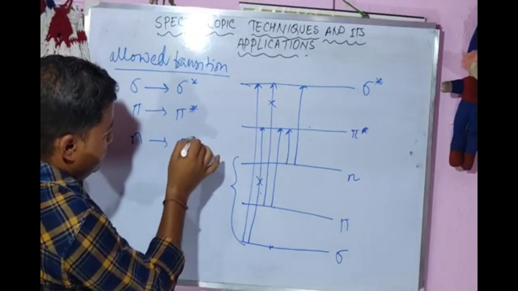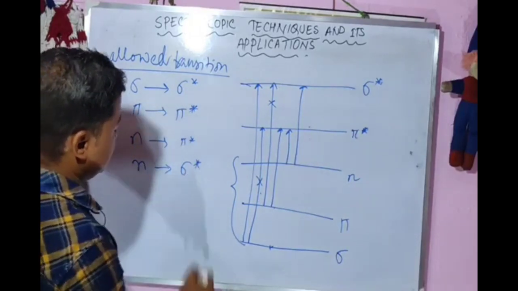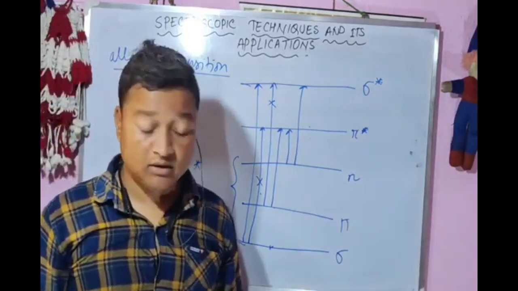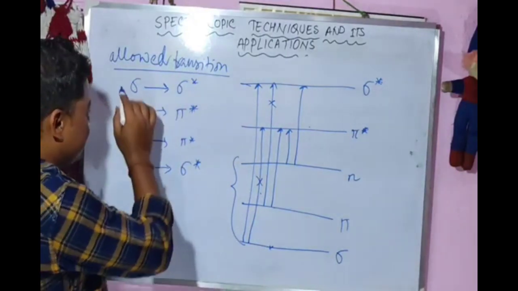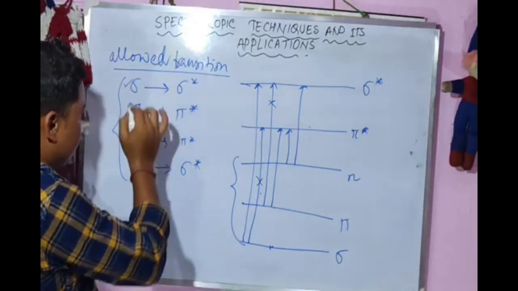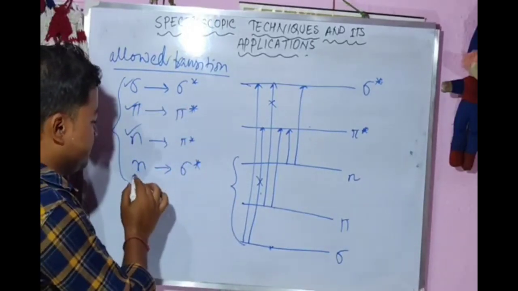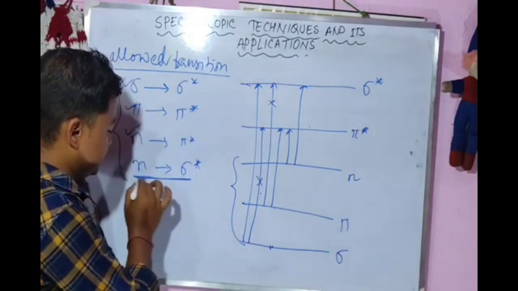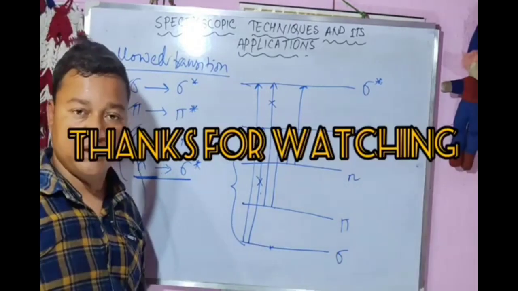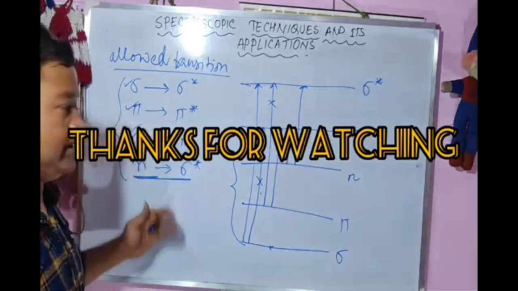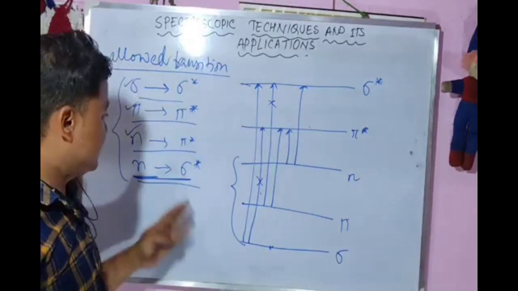n to pi star and n to sigma star. These 4 types of transitions occur, but not all 4 are allowed. This is an allowed transition, this is an allowed transition, this is an allowed transition. But this is not an allowed transition. This is a forbidden transition, but this transition also occurs in practice or in reality. These transitions will be discussed and explained in the next class.